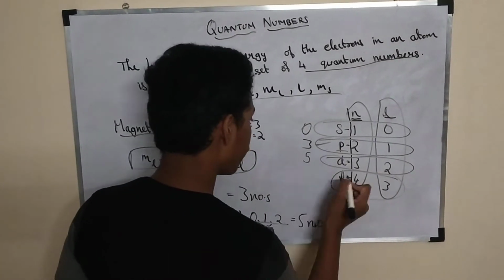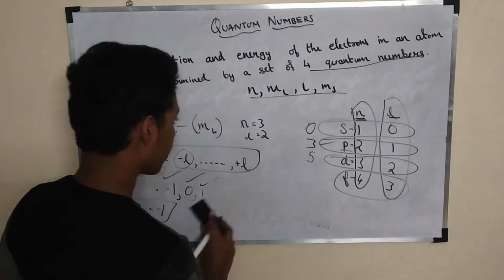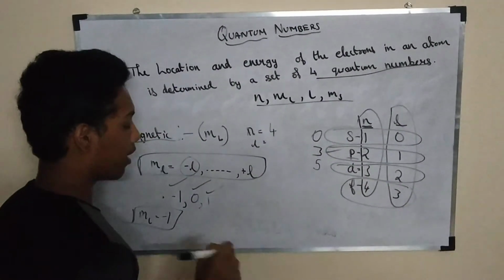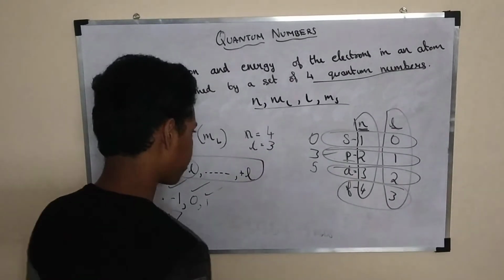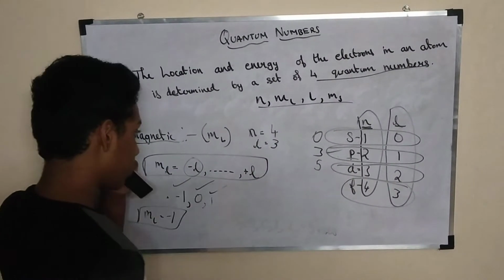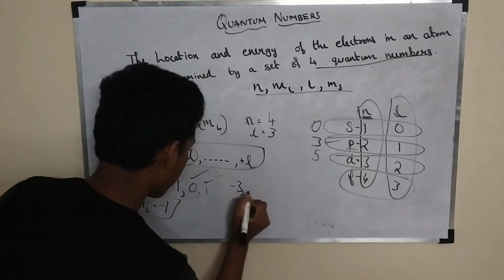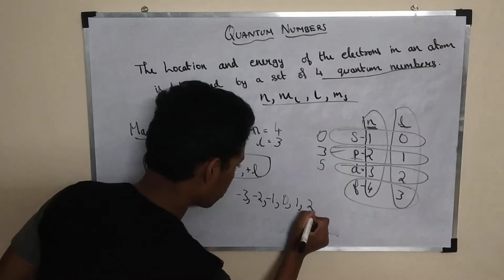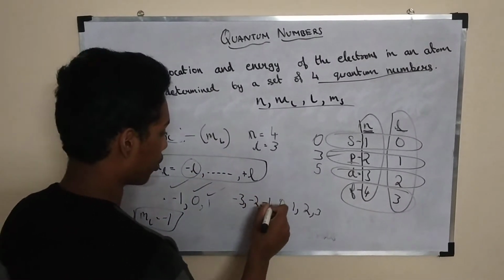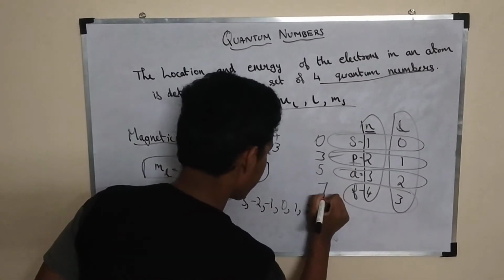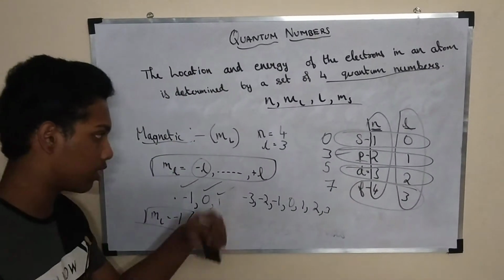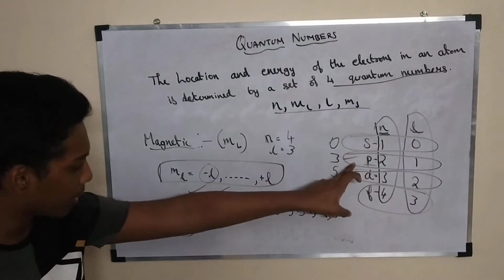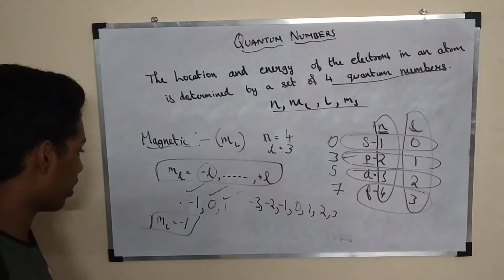Similarly, if you take F, 4 is the N value. L value will be 3. M sub L is minus L to plus L. Minus 3, minus 2, minus 1, 0, 1, 2, 3. Let's count this: 1, 2, 3, 4, 5, 6, 7. So there will be 7 possibilities. These are the numbers. Remember this also: 1, 3, 5, 7. This is the possibilities of S orbital, P orbital, D orbital and F orbital.